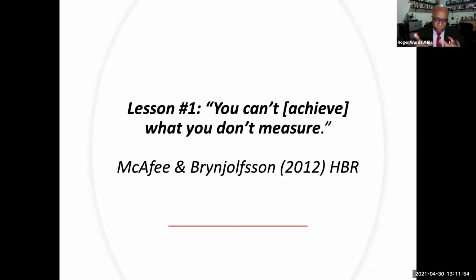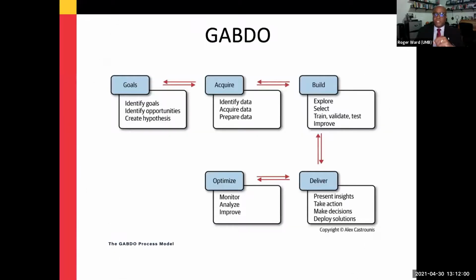I sort of rewrote it a little bit to say you can't achieve what you don't measure. And why is that important? Well, you see this process model, for those of you who are true data scientists. This model is probably familiar to you because it's a data process model used by data scientists.